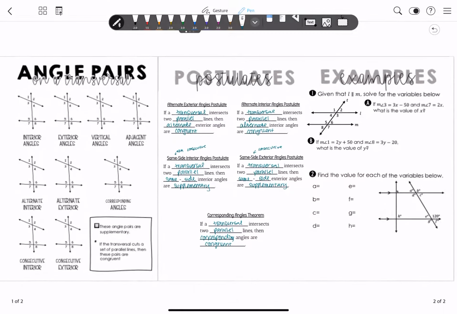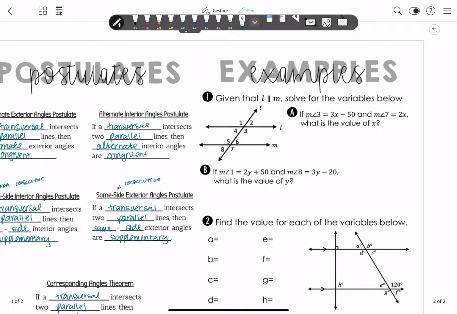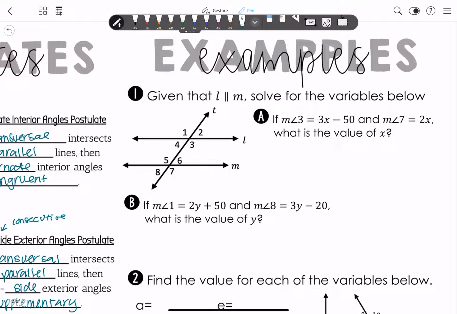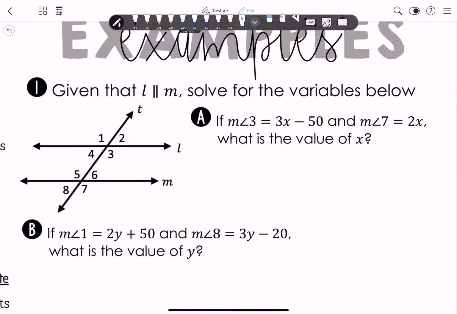Right? So now we're going to go ahead and work through some of these examples. Given that line L is parallel to M, solve for the variables below. So they're giving us some very important information. They're telling us that line L is parallel to M, so we need to draw in our parallel symbols, just like our congruency marks.